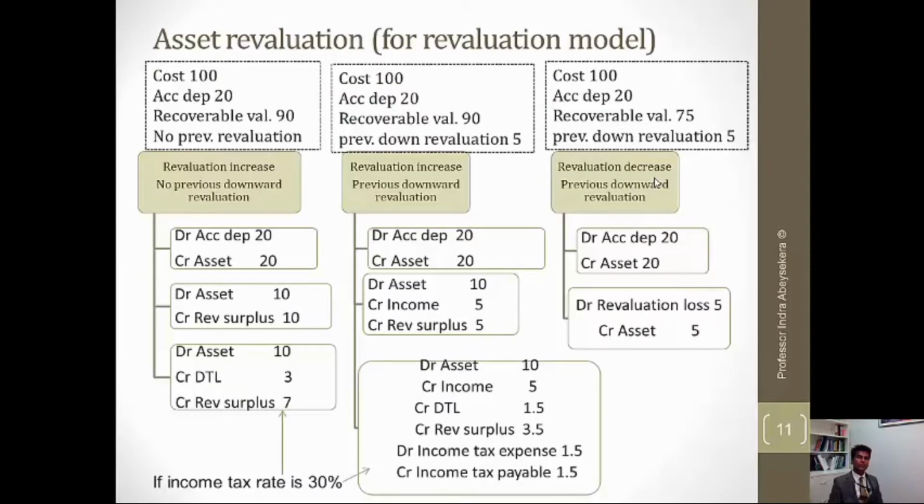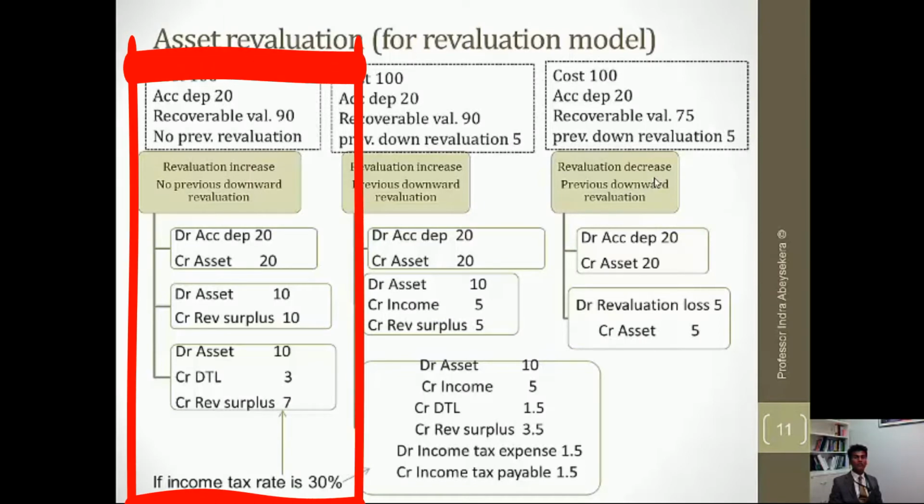Let me show you 3 scenarios under the revaluation model. Now I am going back to the revaluation model. Let's say there's a revaluation increase and there was no previous downward revaluation. So step 1, we reverse accumulated depreciation, then we increase the asset value.